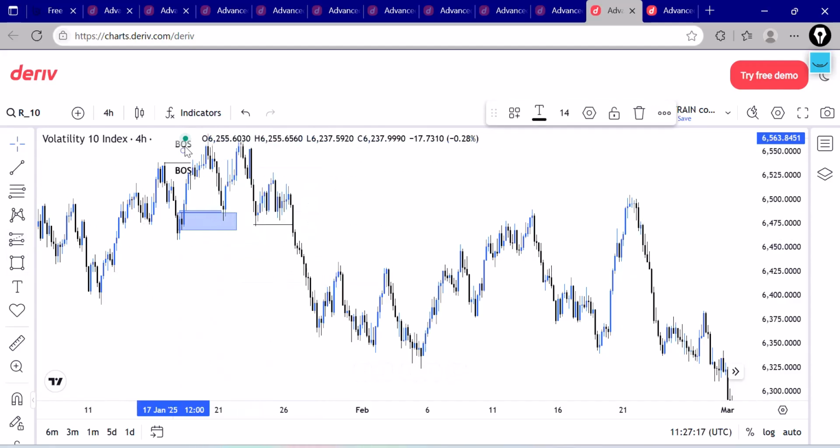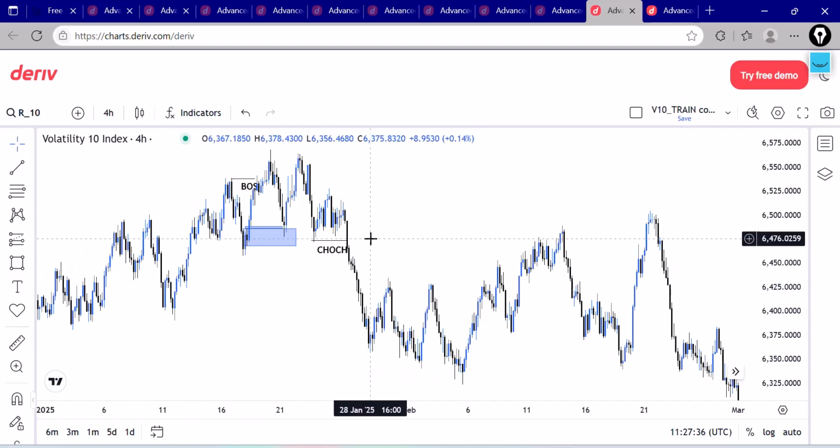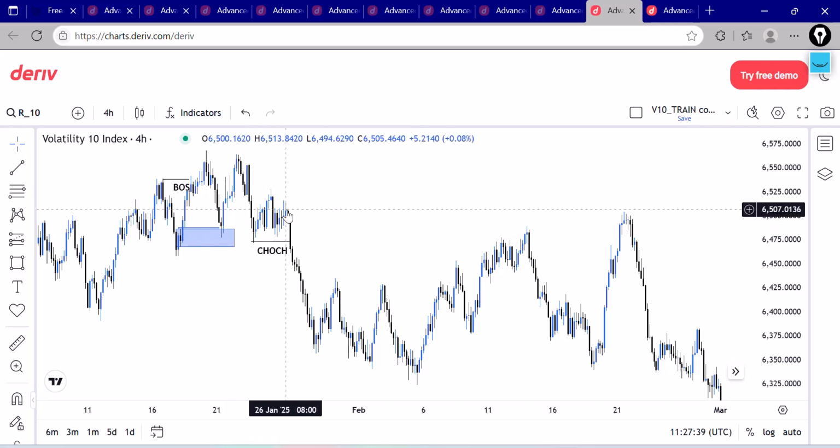If you look at our previous lesson, we talked about break of structure and change of character in market structure. So this now becomes a change of character because there was a change in the market bias from bullish to bearish. So now there's a break of structure to the downside. Remember, we said change of character is a break of structure as well, but we call it change of character because it changes the bias of the market from bullish to bearish.